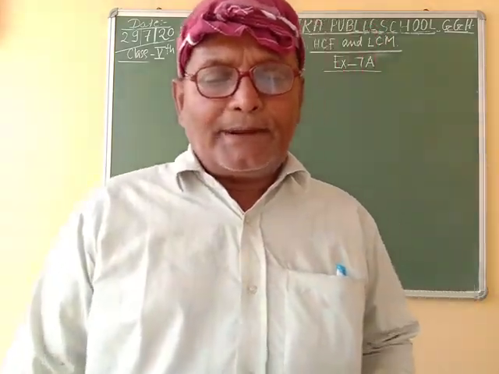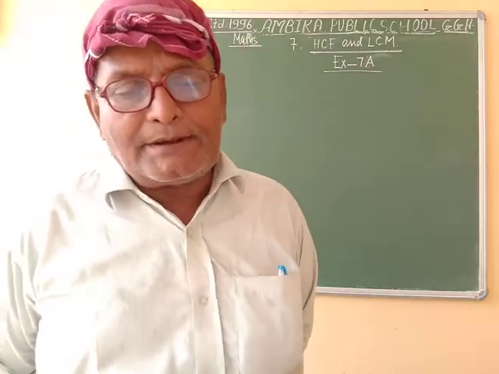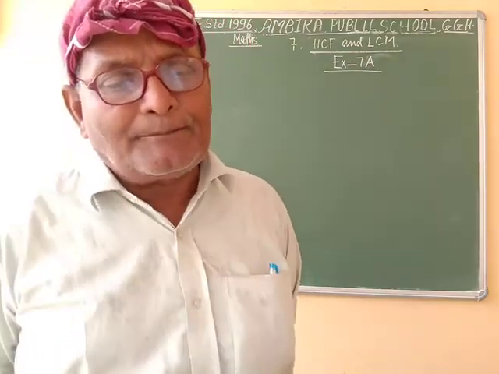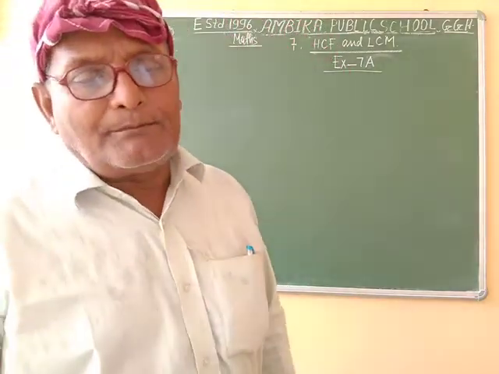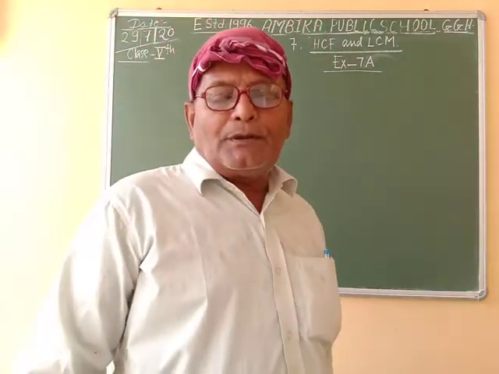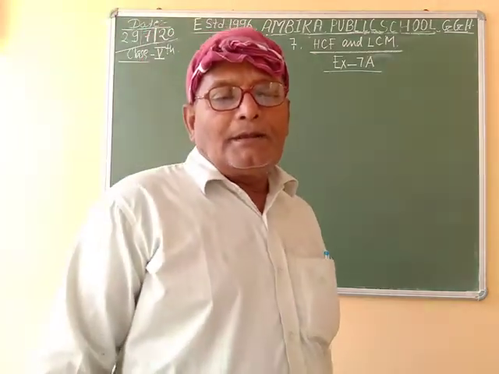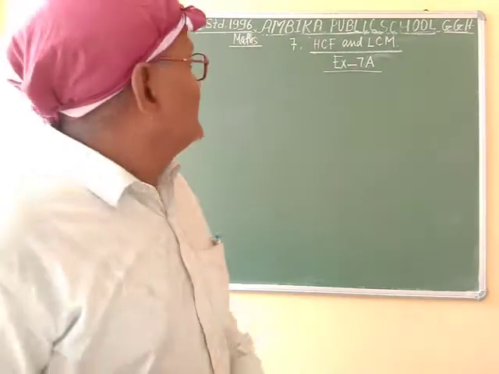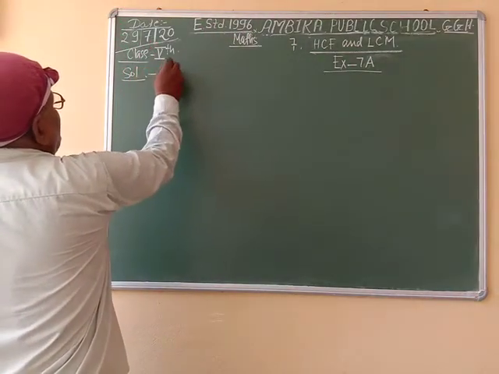To find the greatest factor of 504, 792 and 1080, that will be the HCF of the given numbers. So first of all, we find the HCF of the given numbers by division method. Question number 7.